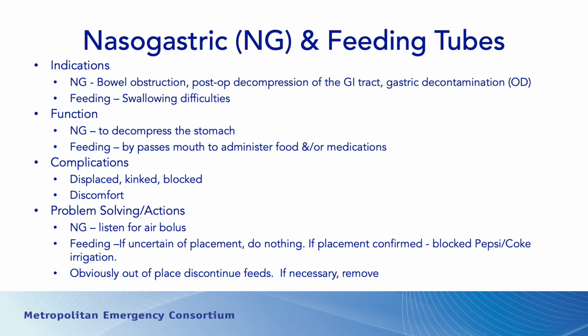If the tube is obviously out of place, discontinue the tube feeds, and if necessary, take it out if there's any concern about where it is. We can always put it back in. The other thing about tube feeds is if the patient is getting tube feeds via a nasogastric tube or a feeding tube, ask the family members of the patient or the staff members at the ECF to discontinue the tube feeds and irrigate it before you move the patient, simply because we don't continue tube feeds during transport.